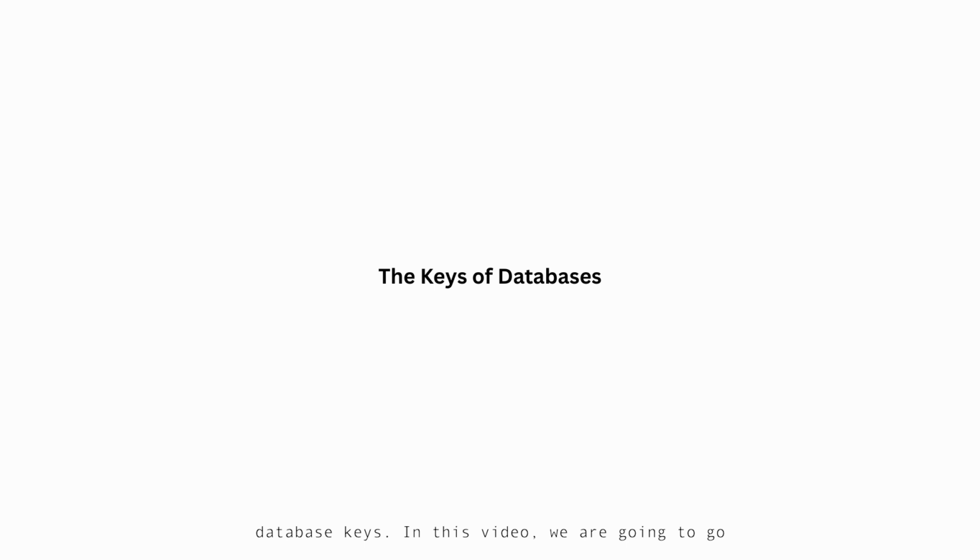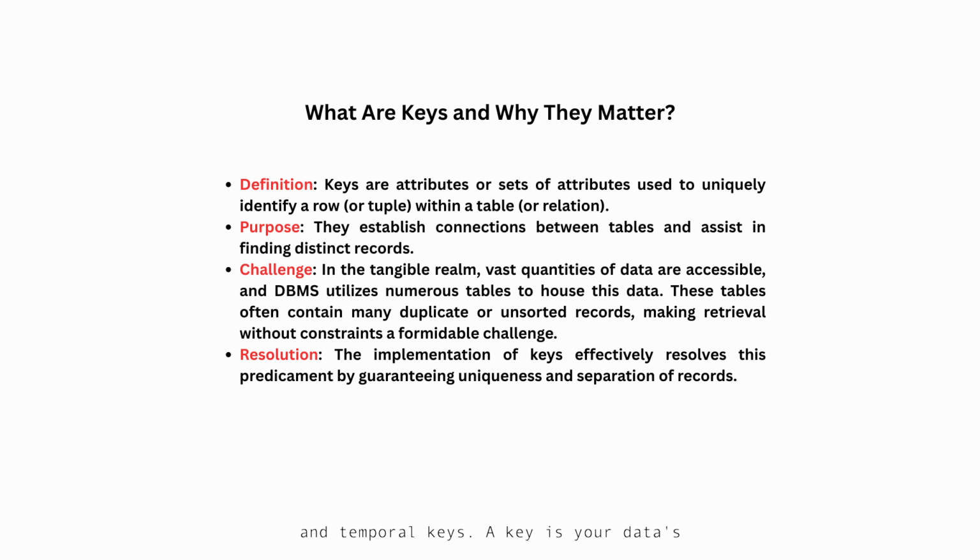In this video, we are going to go beyond the basics, from basic keys like super keys and candidate keys to distributed Snowflake IDs and temporal keys. A key is your data's fingerprint. It's the unique mark that identifies one and only one record in the table. Without keys, your database is chaos: duplicate rows, conflicting values, and inconsistent joins. Keys enforce uniqueness and connect related tables, turning raw data into structured relational intelligence. They aren't optional, they are the foundation of reliability, performance, and trust in every query you run.